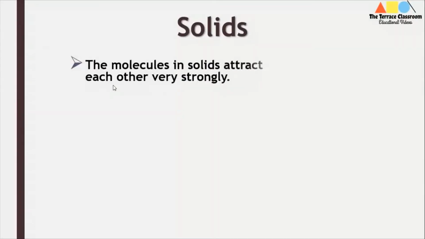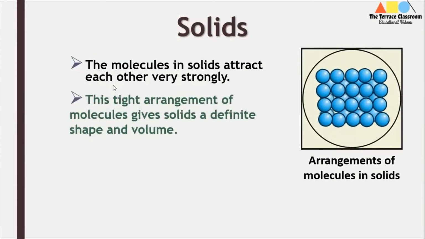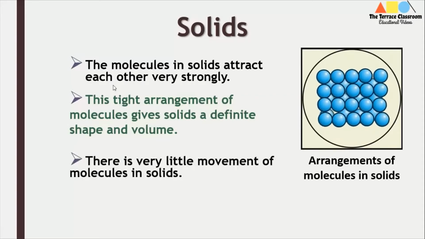Solids. The molecules in solids attract each other very strongly. So, the arrangement of molecules is shown in the picture given here. The molecules are very tightly packed and there is almost no movement between them. They are just vibrating at their places. This tight arrangement of molecules gives solids a definite shape and volume. There is very little movement of molecules in solids.